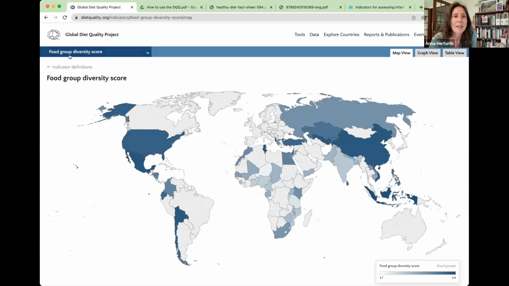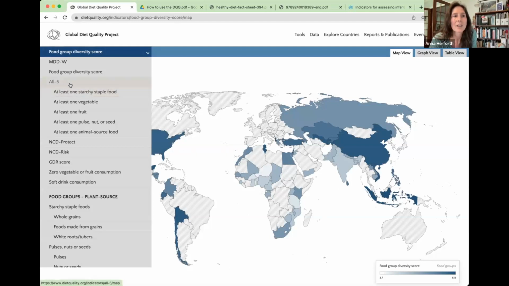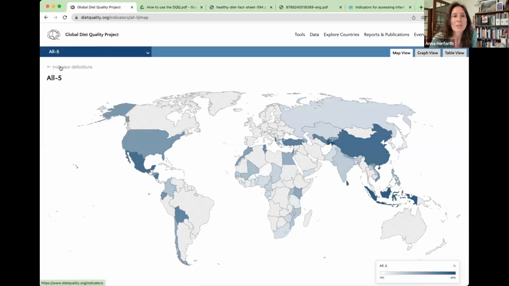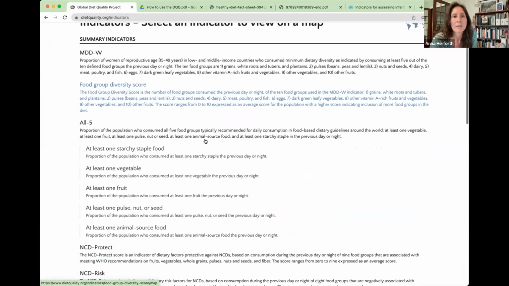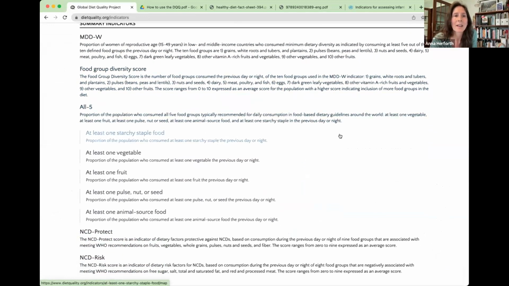We can also look at this indicator of All 5. Again, you can refer to the indicator definitions. All 5 is an indicator that is the proportion of the population who consumed all 5 of the food groups that are typically recommended for daily consumption in food-based dietary guidelines around the world. And these include vegetables, fruits, pulses, nuts, or seeds, at least one animal source food, and at least one starchy staple, on the previous day or night. These are food groups that come up time and again in national food-based dietary guidelines.